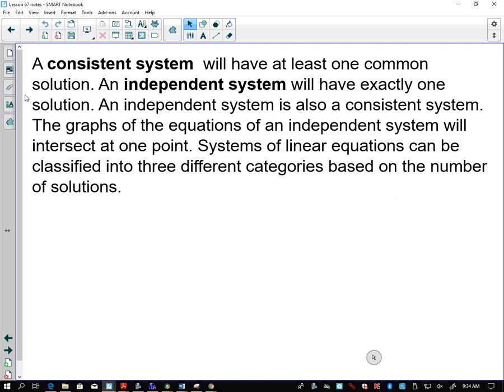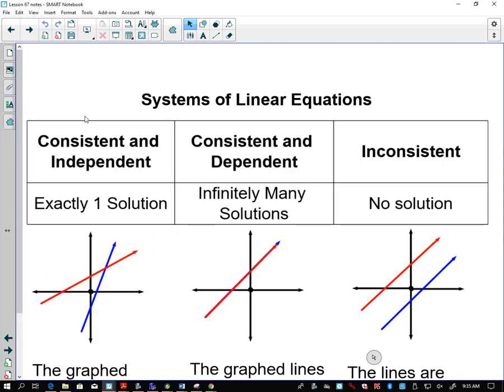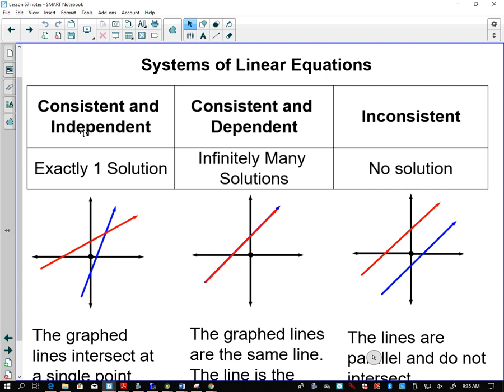The graphs of the equations of an independent system will intersect only at one point. Systems of linear equations can be classified into three different categories based upon their number of solutions, and that's what you're going to see here. We have consistent and independent, where there's exactly one solution. We have consistent and dependent, where they overlap, so there are infinitely many solutions. And inconsistent is totally over here by itself. It's just inconsistent. There is no solution.